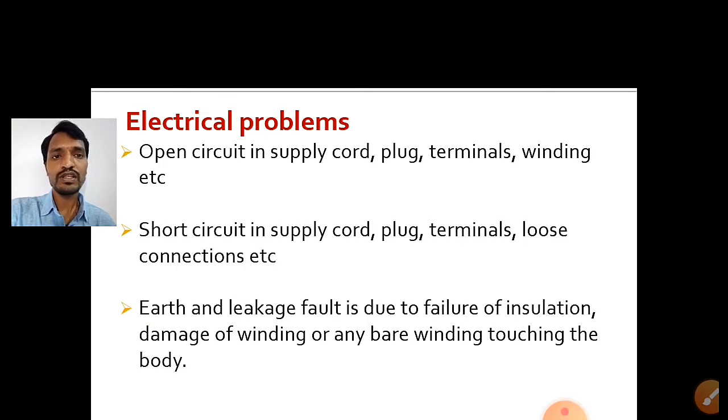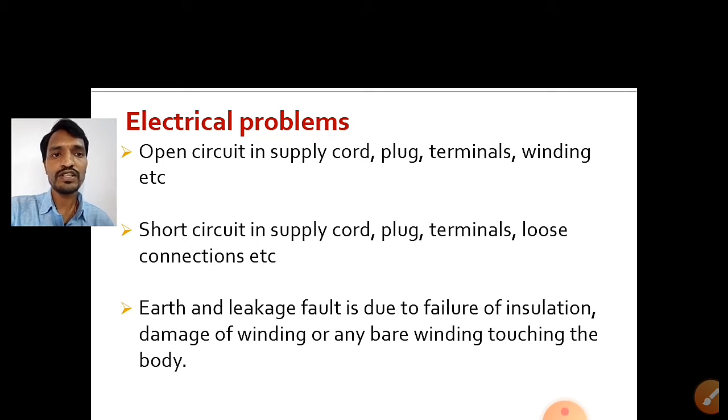Due to the breaking of the power cord, we are unable to operate our appliances. Next is the plug. If the plug is not properly designed or not working properly, we are unable to operate our appliances. Next, terminals. If the terminals are not tightened or fitted properly, we are unable to operate our appliance. Next, winding. If the winding insulation fails or the winding is open, we face an open circuit problem.